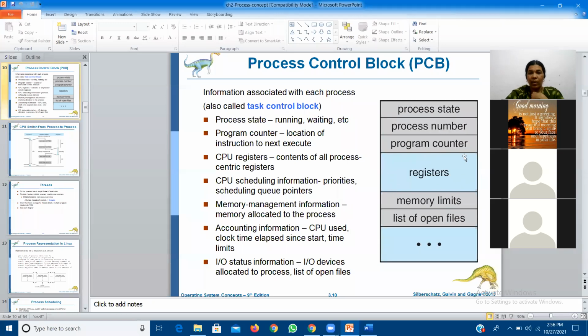So whichever block I have shown with the help of registers, here I say that this is the start address and this is the end address. So address ranges from 200 to 300. 200 indicates the start address of that process and 300 indicates the end address of that process. So this is called memory limits. Limit, lower limit and upper limit.